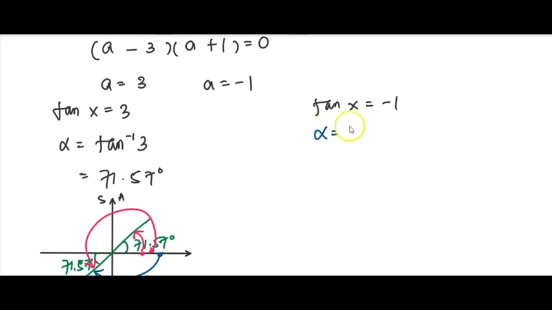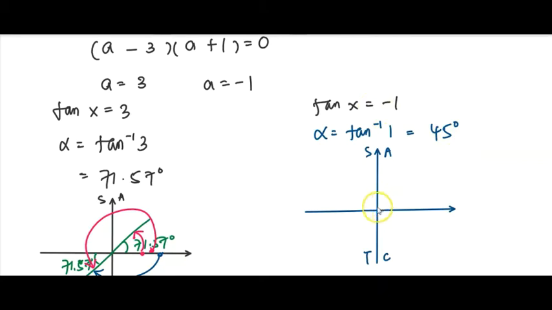Alright, for tangent x equals -1, I also want to get the basic angle by finding the arctangent of 1. Ignore the negative when you get the basic angle. That should be 45 degrees. And since tangent takes the negative sign, your angle should be in the second quadrant and the fourth quadrant. So the 45 degrees will be over here.